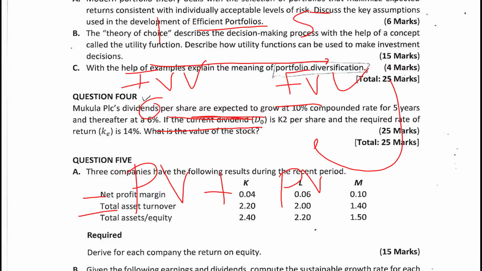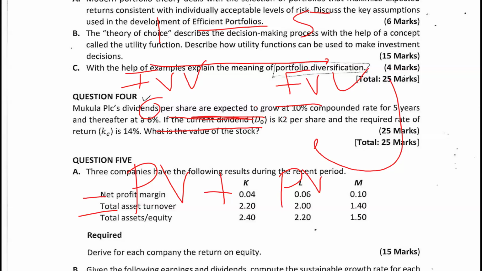Colleagues, we are talking about a company that is giving dividends right now at the rate of 2 kwacha per share. But we do know that this company is going to keep giving dividends. According to the question, this rate shall not remain the same. The 2 kwacha will not really be the price. It will keep on changing and growing at the rate of 10% for the next 5 years, and afterwards, it will grow at 6%. In short, the dividend will grow, all right?